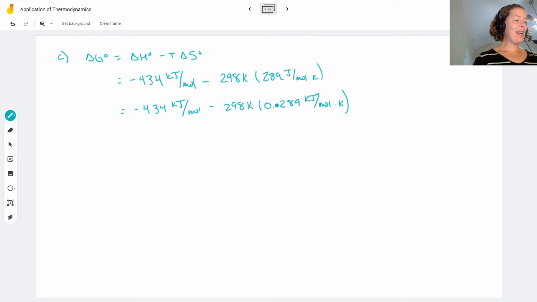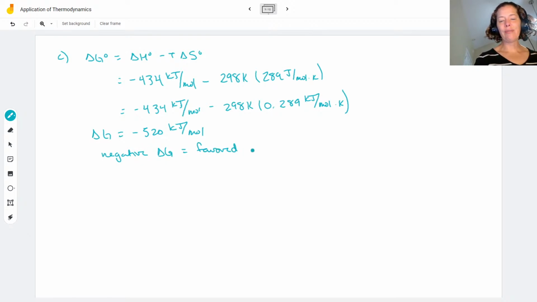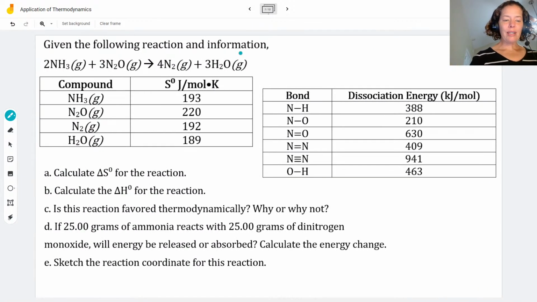Okay, so now we can plug this in and we get a value of delta G of negative 520 kilojoules per mole. We're not so interested in the 520. What we're really interested in is the fact that this is negative. A negative delta G equals a favored reaction. So yes, this reaction is favored thermodynamically because our delta G is negative. All right, let's go to our next part here.